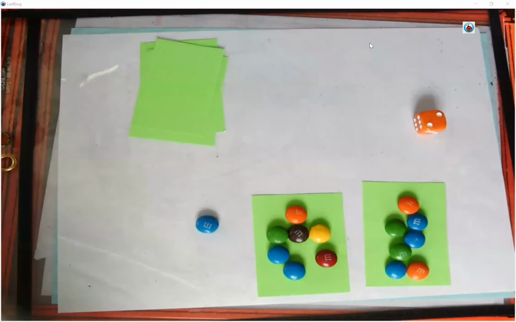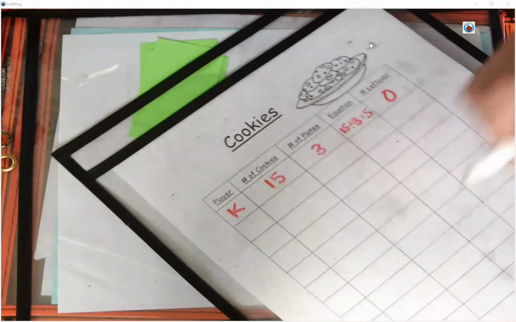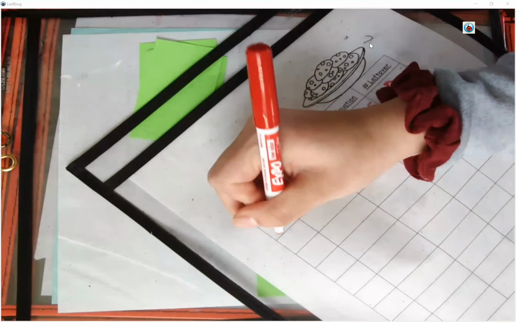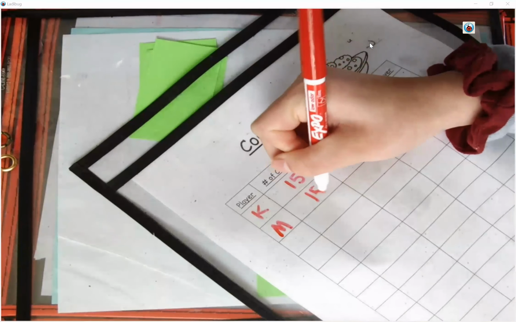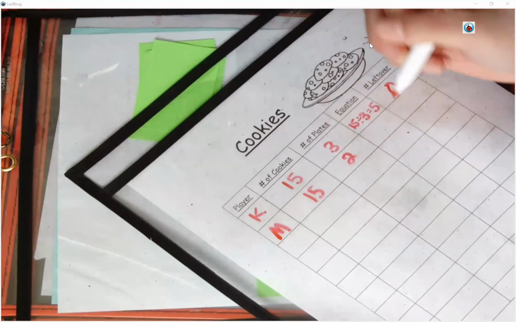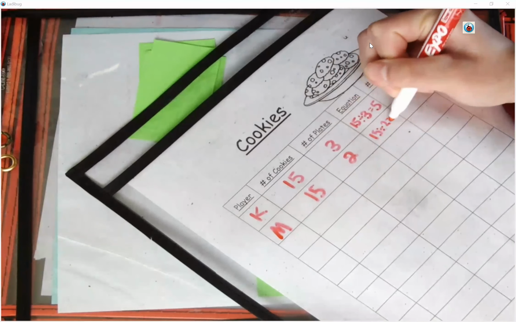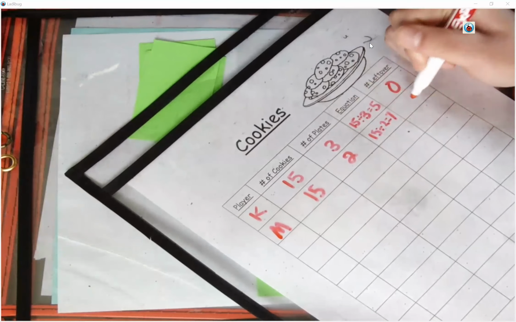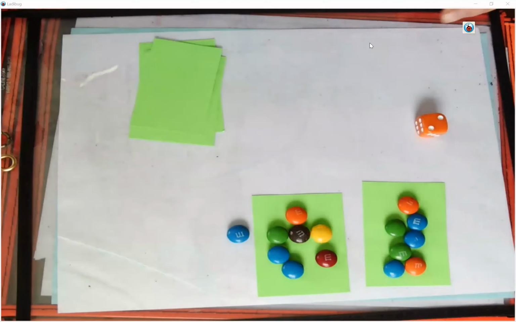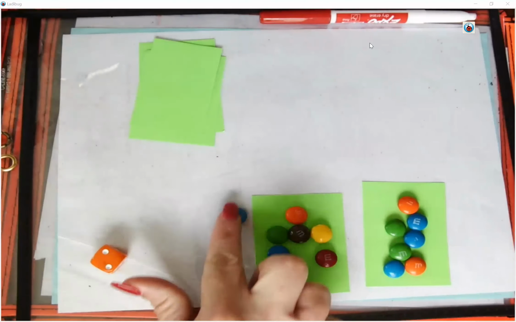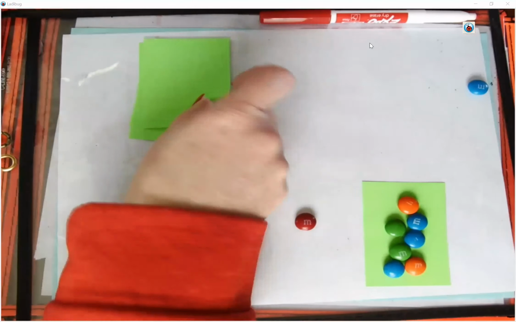So Megan's gonna fill that in on our recording sheet. She's gonna put the letter M for Megan. Her 15 cookies and her two plates and her equation of 15 divided by two equals seven with a remainder of one. And so we have that remainder one. She actually gets to keep that one cookie. That becomes hers. So now these come to the center for me.